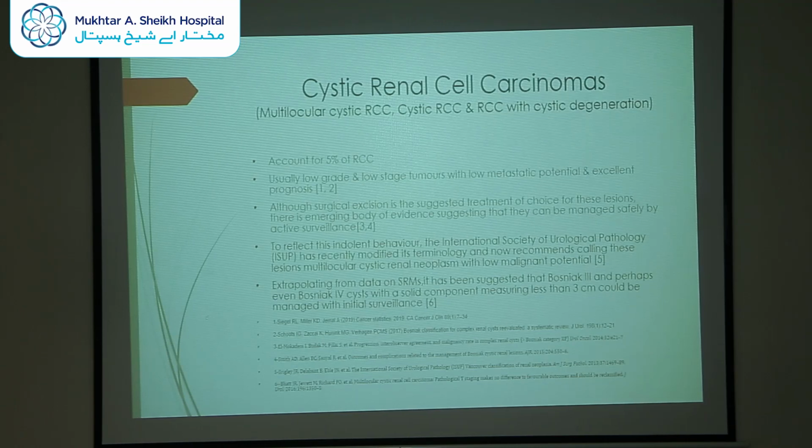Extrapolating from data on small renal masses, it has been suggested that Bosniak classification 3 and perhaps even Bosniak classification 4 cysts with a solid component measuring less than 3 cm could be managed with initial surveillance. So here again the description is about size. If the lesion is less than 3 cm, we will manage it with active surveillance. And if the size increases, the solid component increases, and the chances of metastasis increase, so we will go for management.